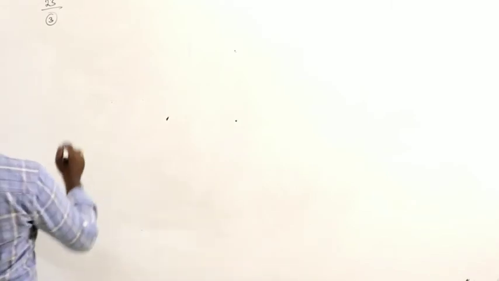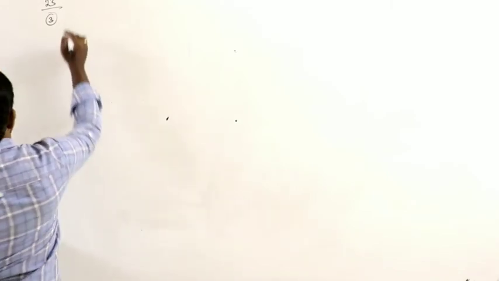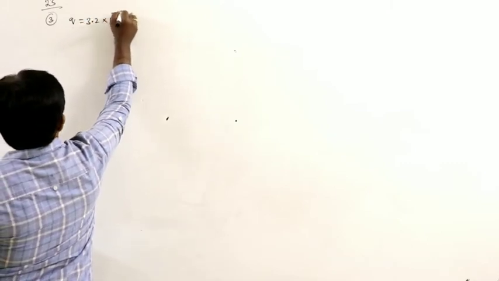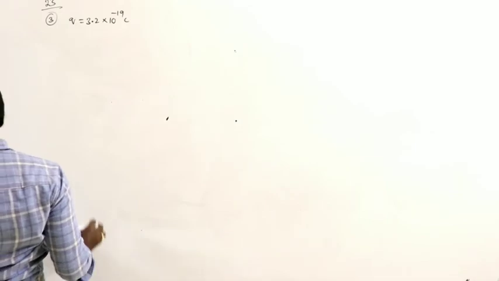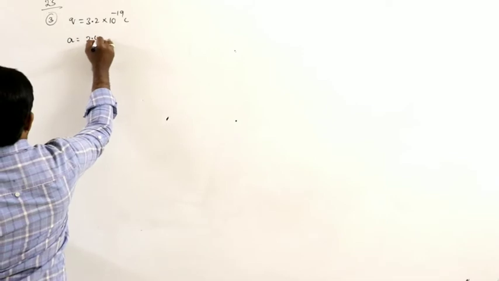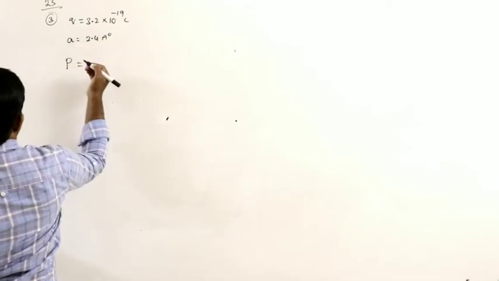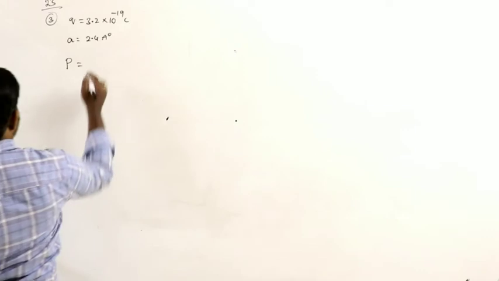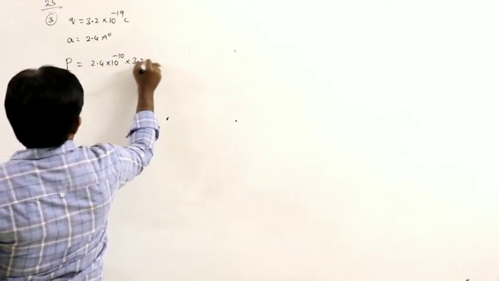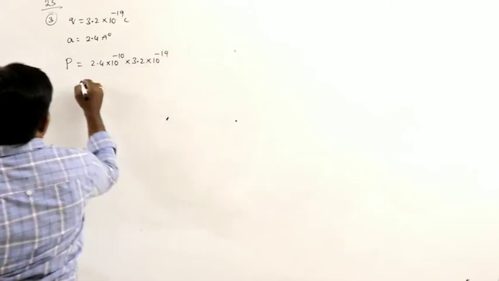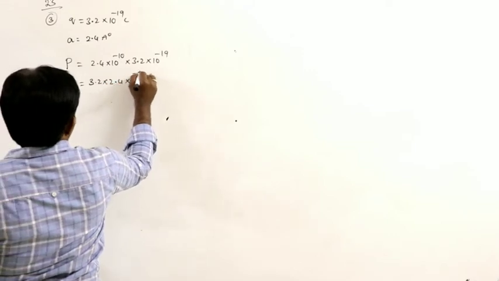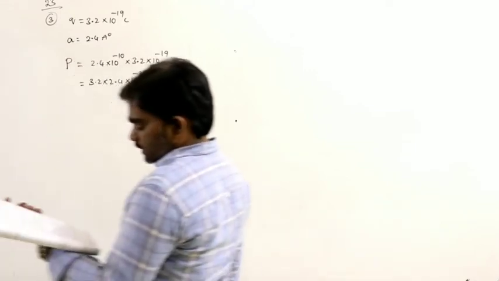So that means two charges. Each charge is given as 3.2 into 10 to the power of minus 19 coulomb, separated by a distance of 2.4 angstroms. Then the electric dipole moment can be written as distance into charge: 10 to the power of minus 10 into 3.2 into 10 to the power of minus 19. So that is 3.2 into 2.4 into 10 to the power of minus 29. That is the electric dipole moment.